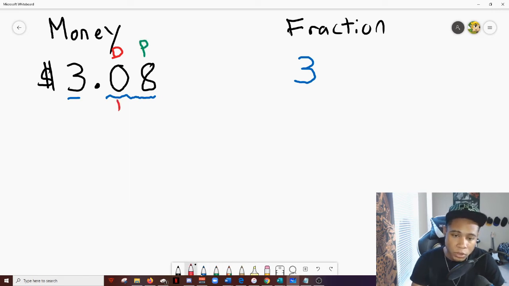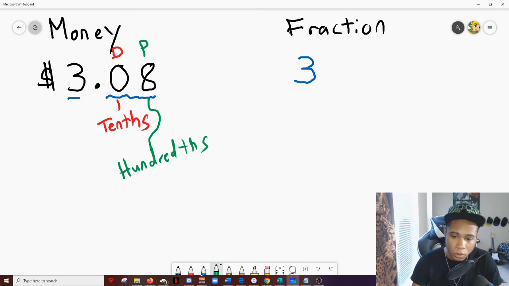Your dimes are tenths, and your pennies are hundredths. Because remember, you need 100 pennies to get a whole. So when I create my fraction, it has to have a denominator of 100, and I have 8 out of 100. So my fraction would be 3 and 8 hundredths. And this is a mixed number.